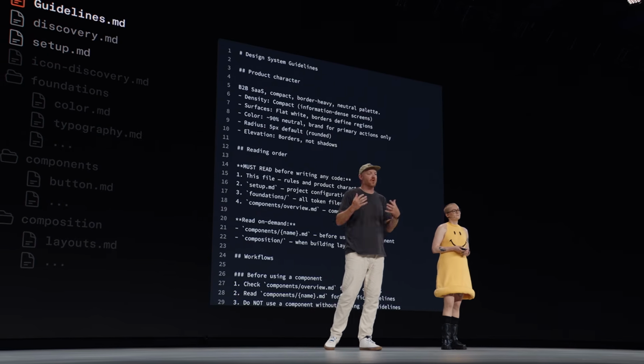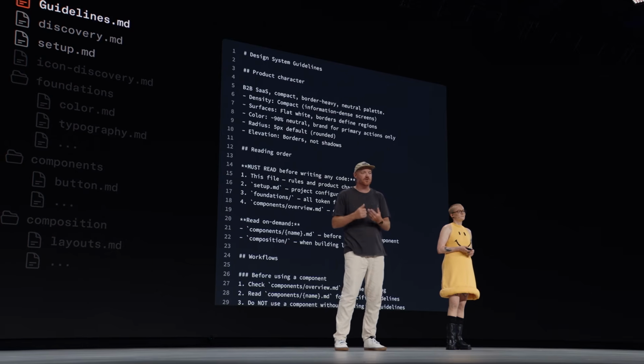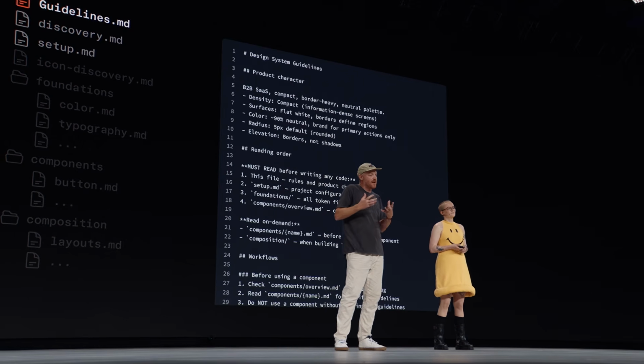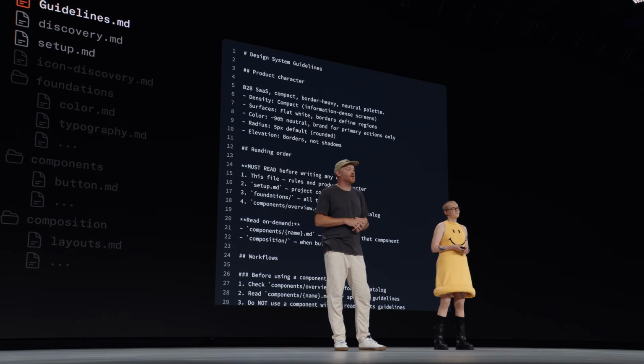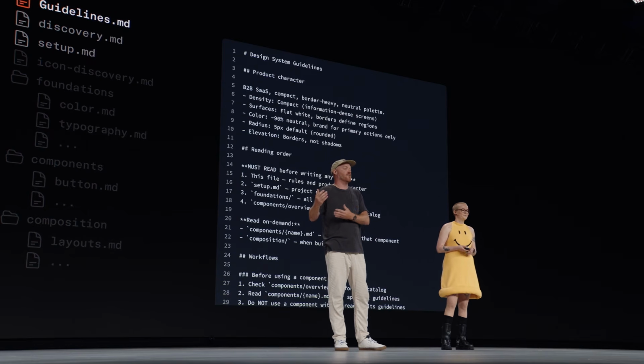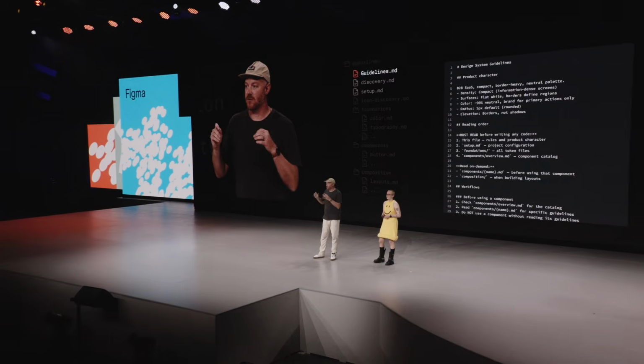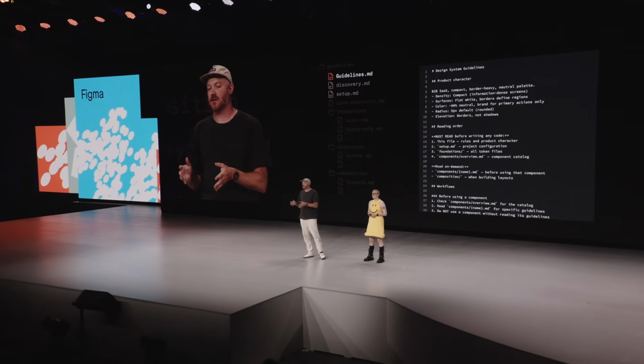It gives the agent product character like density, how you use surfaces, elevation, and overall UI feel. And this shapes every design decision that follows. It also defines the required reading order for the rest of the key guideline files. You want this file to be high signal, so you orient the agent, set defaults, and point to the right next files.